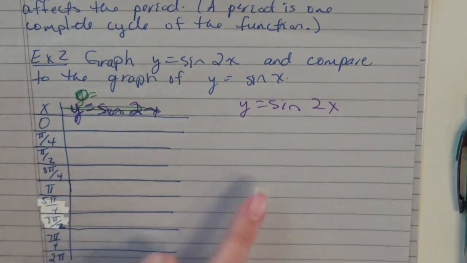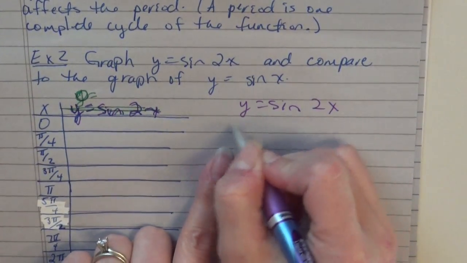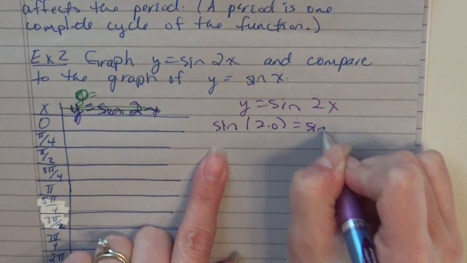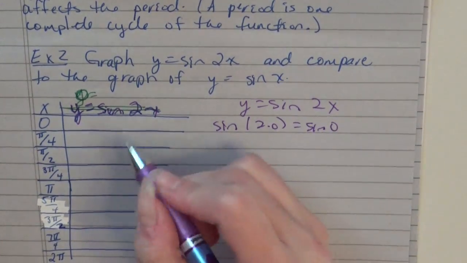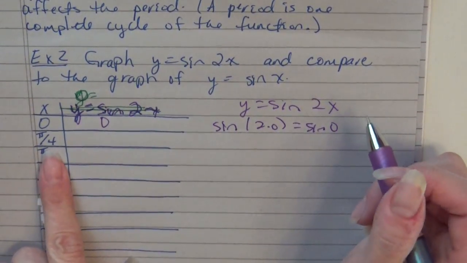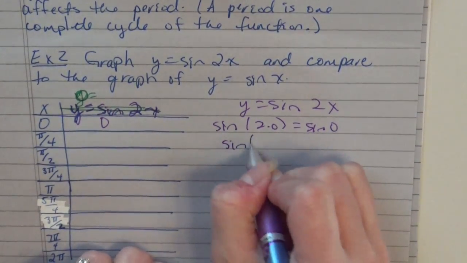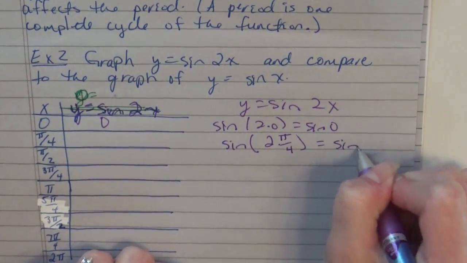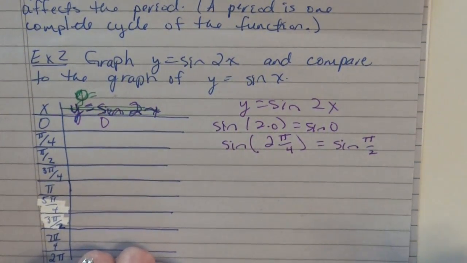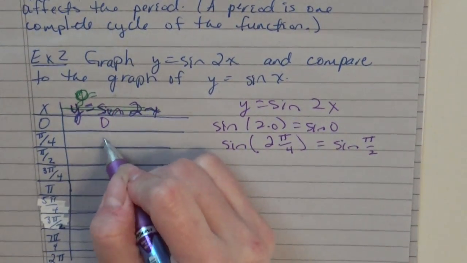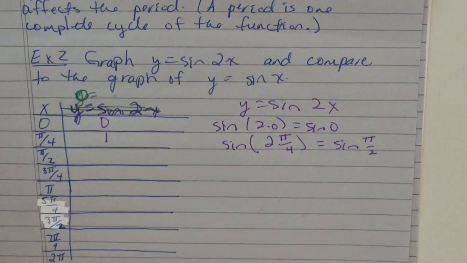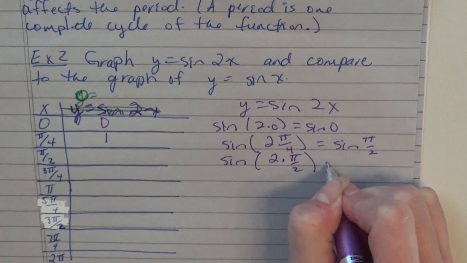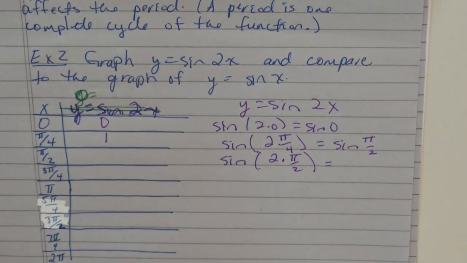If I put in 0 for x, I've still got sine of 2 times 0. That's still sine 0, and we know that sine of 0 is 0. If I put in pi over 4 for x, then I've got sine of 2 pi over 4, which is sine of pi over 2, and we know that sine of pi over 2 is equal to 1. If I put in pi over 2 for x, then I've got sine of 2 times pi over 2. That's just sine of pi, and I know that sine of pi is 0.